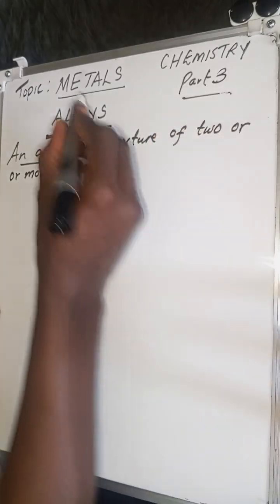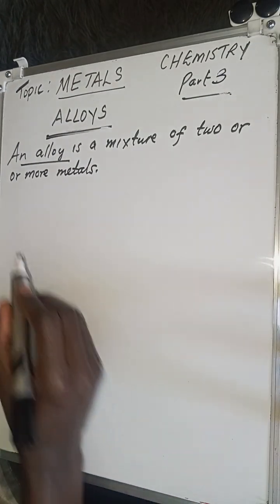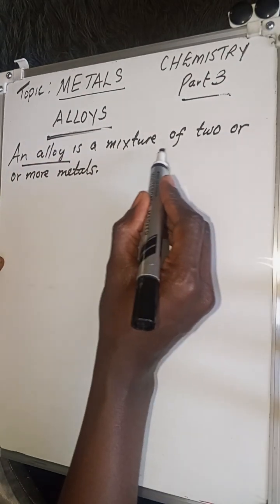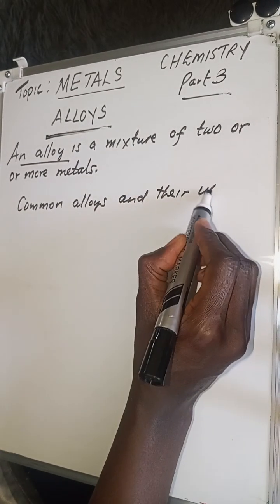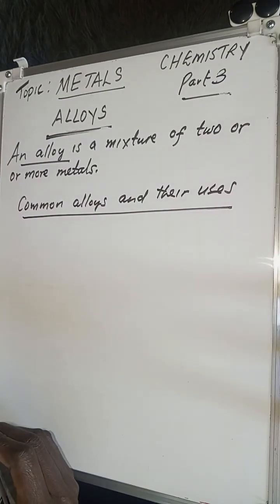As we look at part 3, we continue with alloys. Remember, in our previous discussion, we defined an alloy as simply a mixture of two or more metals. That is what we mean. Or it could be a metal and a non-metal. So we are going to look now at some common alloys and their uses.